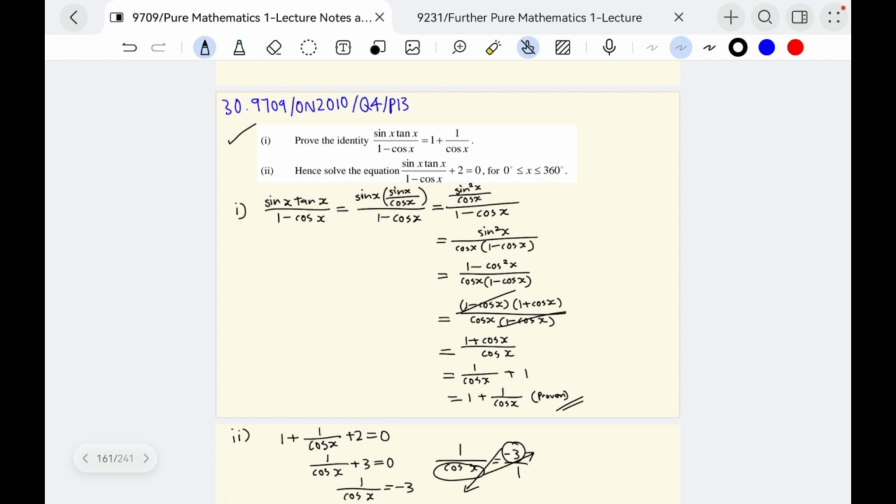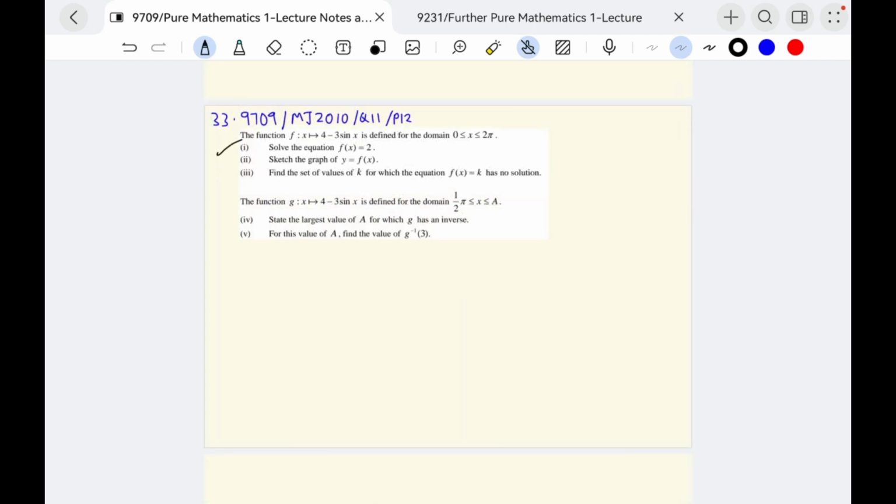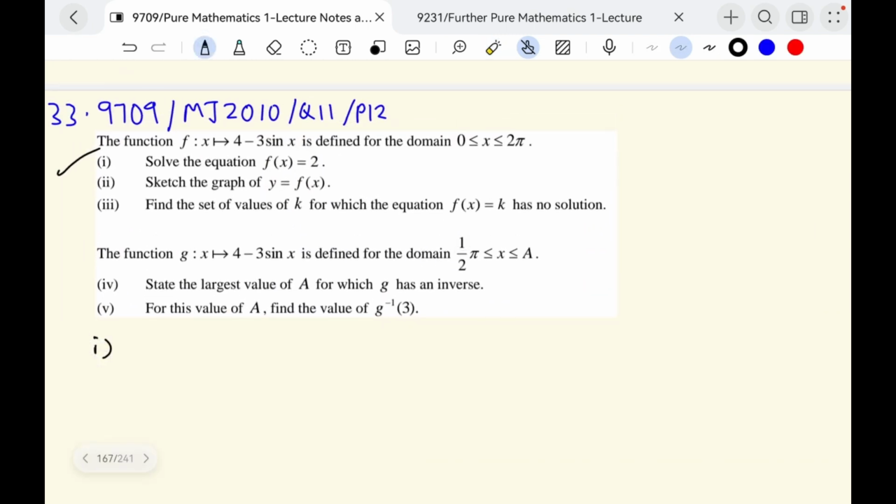Okay, let's proceed to the last question of our discussion today. So this is question 33. It is a past question from 9709 May June 2010, question 11 from paper 1-2. The function f maps x to 4 minus 3 sin x and is defined for the domain of x from 0 to 2 pi. For the first part, solve the equation f(x) equals 2. So for the first part, f(x) equals 2, where f(x) equals 4 minus 3 sin x.